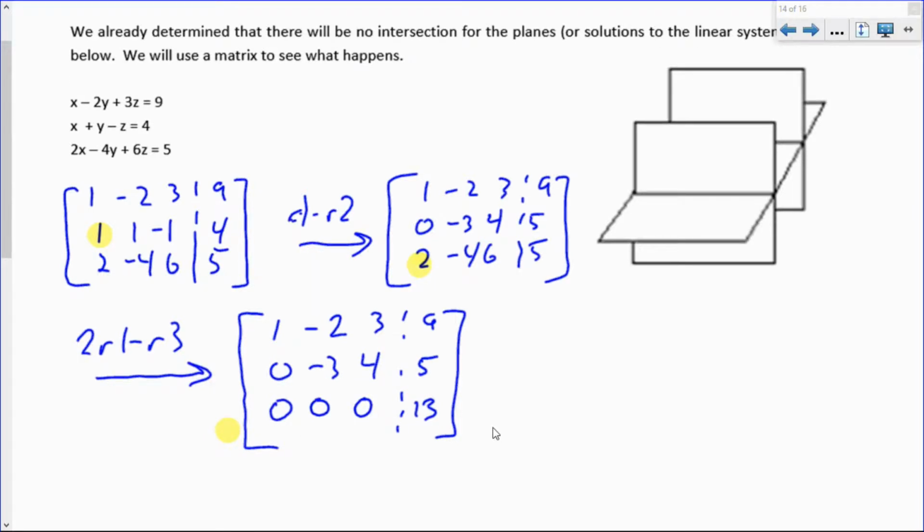The last equation now says that 0z or 0y or just 0 equals 13, which is, of course, not true. So we've got a contradiction there. So there is no solution. There is no way that all three of these equations can be true at the same time. So when we use a matrix to solve a system, if the system has no solution, it's very easy to see that pretty quickly. Try our next example.